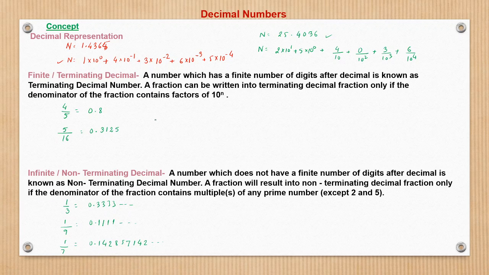So for example, had it been 3 upon 2 cube, 4 upon 5 raised to power 4, 9 upon 5 cube into 2 square, then 17 upon 5 raised to power 5 into 2 raised to power 7. All these numbers, since in the denominator the divisor is only powers of 2 or 5 or the combination of both, so these will all be finite decimals.